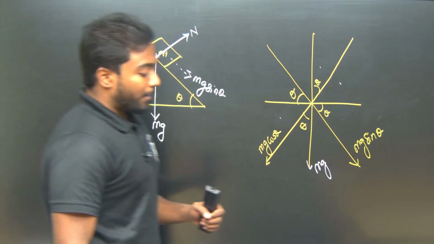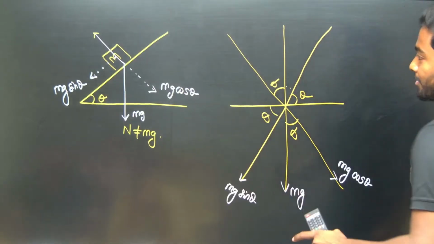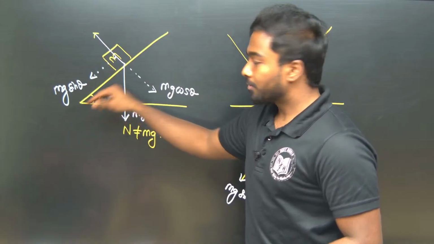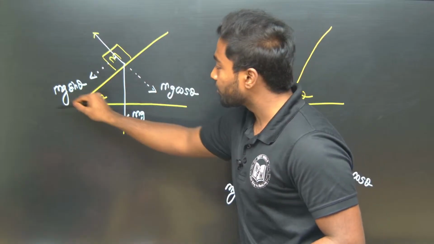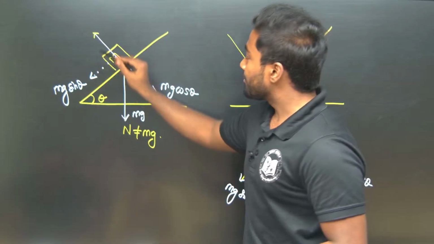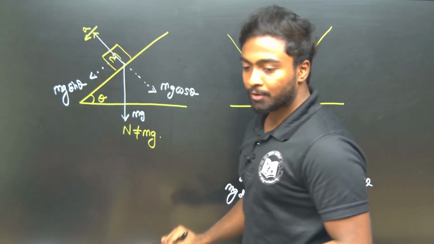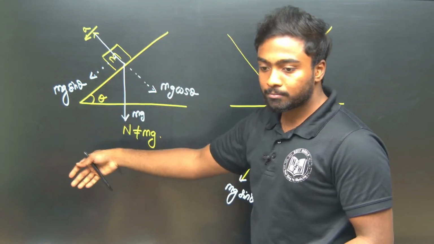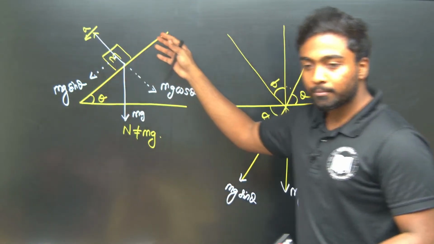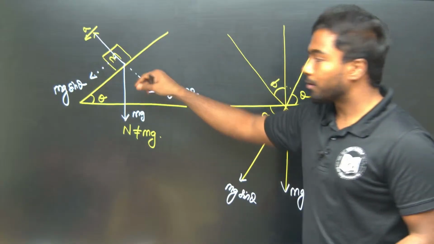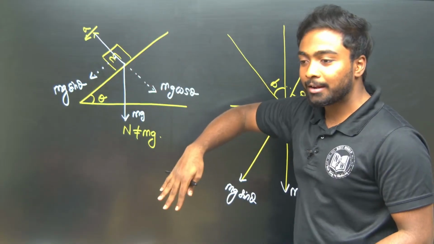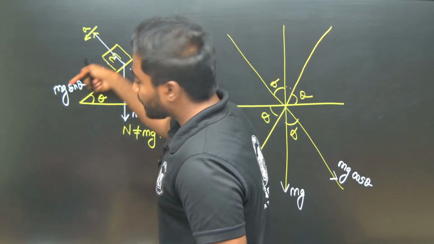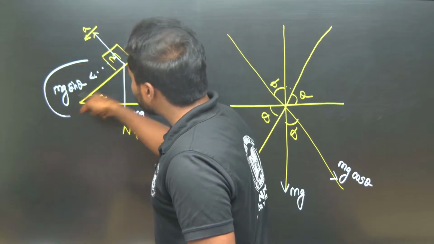Now from these two cases, what we can understand is that mg sin theta is helping me to go down. This force is helping me to go down, which means the object is going down only. If I keep the object on an inclined plane, what will happen? It will try to go down. It won't go up, it's practically impossible. If I keep an object on an inclined plane, it will go down obviously. Because of this force only it's going down.